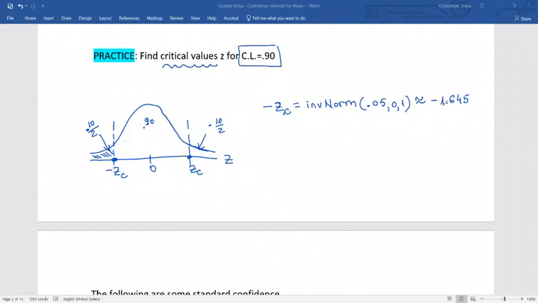We usually round this to 2 decimal places since this is a z value. However, in this case, this value is right between two values. So this is the one that we will actually keep as 3 decimal places. So I will say ZC is 1.645, which is the same as this notation.